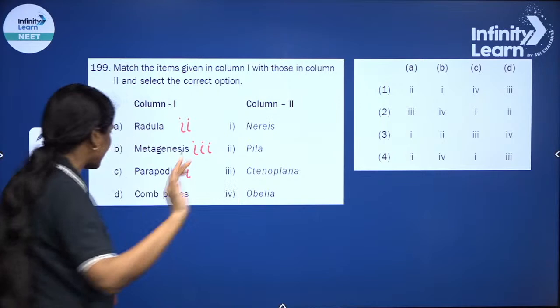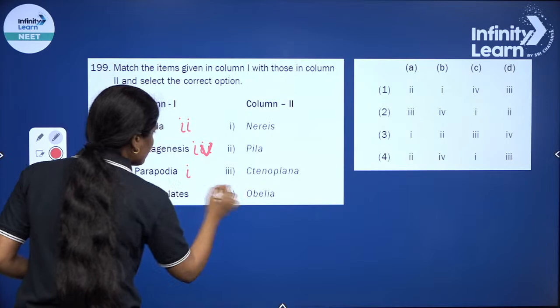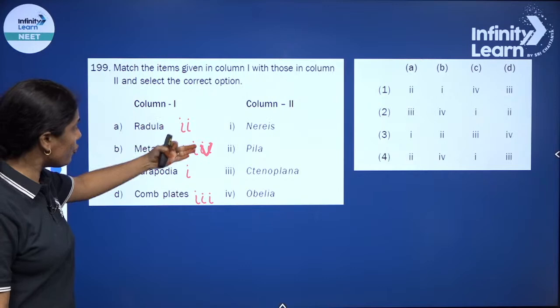Then cnidaria, which are present in ctenophora, right? So metagenesis, sorry, that will be Obelia, option 4, I'm sorry about that. And comb plates will be found in the Ctenophora, which is Ctenophora, Obelia, Cnidaria, that's where we have the metagenesis. 2, 4, 1, 3, that will be 4.